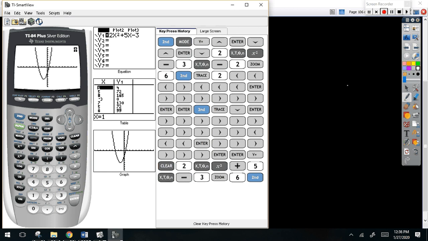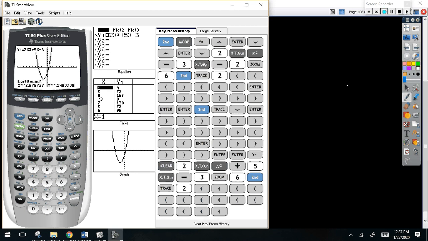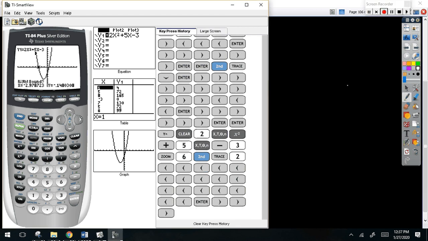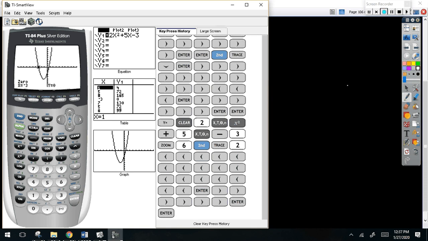All right, second trace. I'm going to do the 0. Remember, put the spider on the point, because it's asking you left bound. So put the spider on the point and then click left 3 times. 1, 2, 3. Enter. Then back to the 0 and then right 1, 2, 3 clicks and hit enter. And then you have to hit enter again, because if you don't hit enter that last time, it's not going to give you the actual point. So -3, 0.